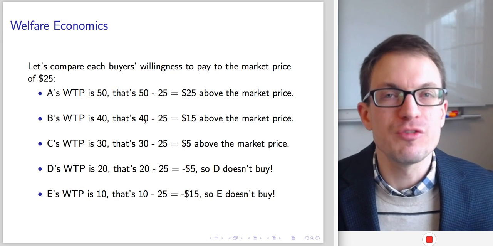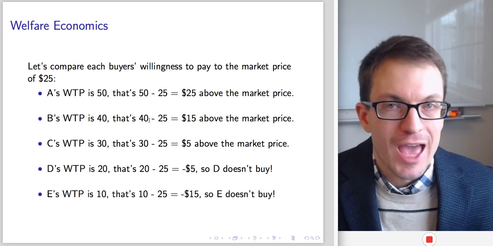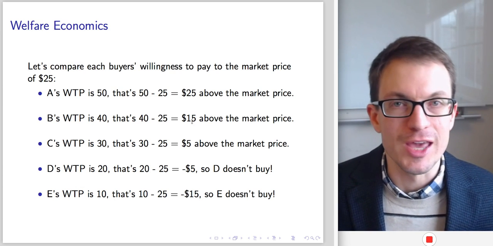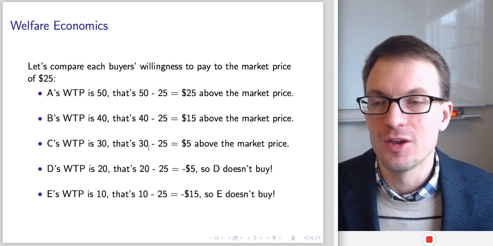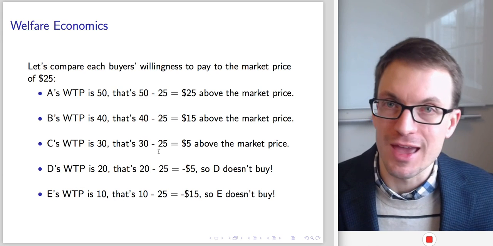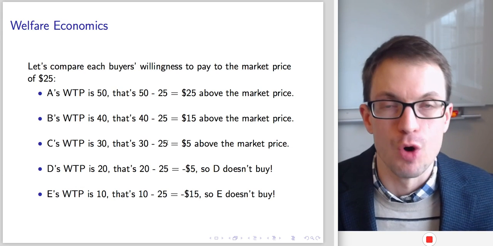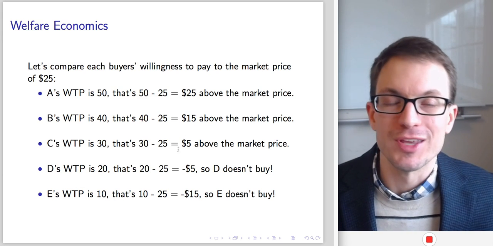Person B would have paid as much as $40. The actual market price is $25. They come out $15 ahead. Person C would have paid up to 30. They actually have to pay 25 because that's the going market price. They end up with a gain of $5.